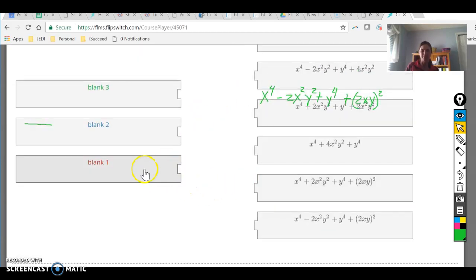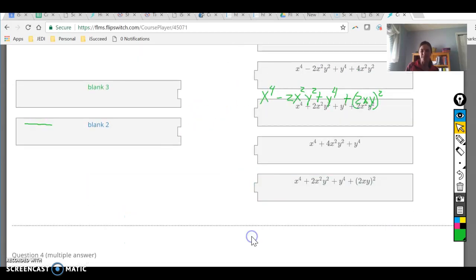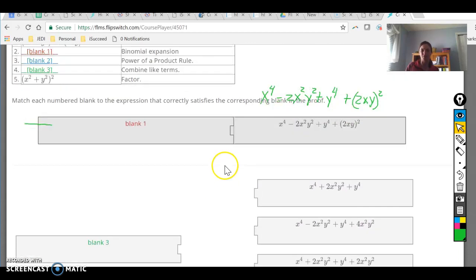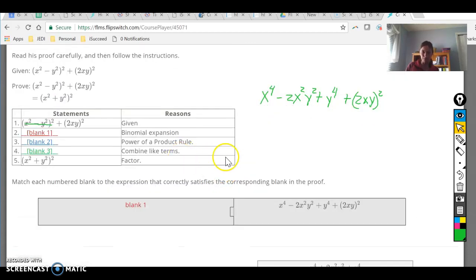Okay, there we go. Should be the minus. There we go. Okay, so that was my binomial expansion. And then the power of a product rule is going to be expanding this little guy. So we're going to have x to the fourth minus 2x squared y squared plus y to the fourth equals 4x squared y squared.